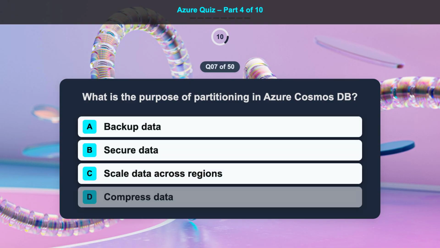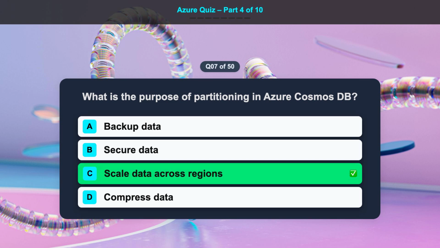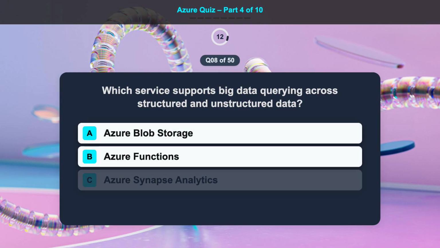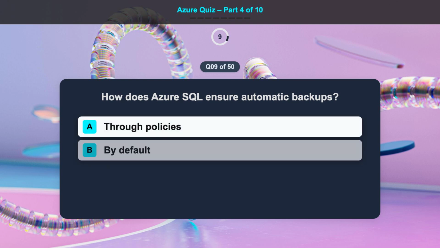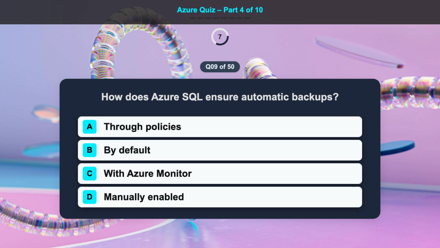Question 7. What is the purpose of partitioning in Azure Cosmos DB? Question 8. Which service supports big data querying across structured and unstructured data? Question 9. How does Azure SQL ensure automatic backups?